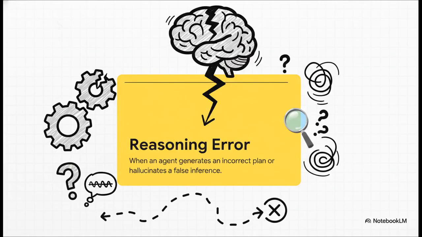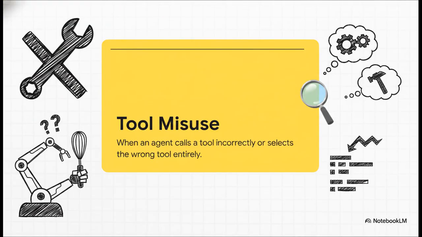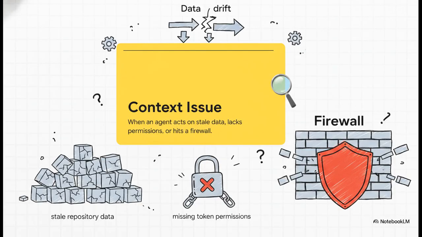First up, if the agent's logic is just fundamentally flawed, or it hallucinates, that's a classic reasoning error. Next, tool misuse. This happens at the execution layer when it picks the wrong tool or uses bad syntax. Finally, watch out for the hidden culprits: context drift, stale repo data, or just missing those crucial token permissions.